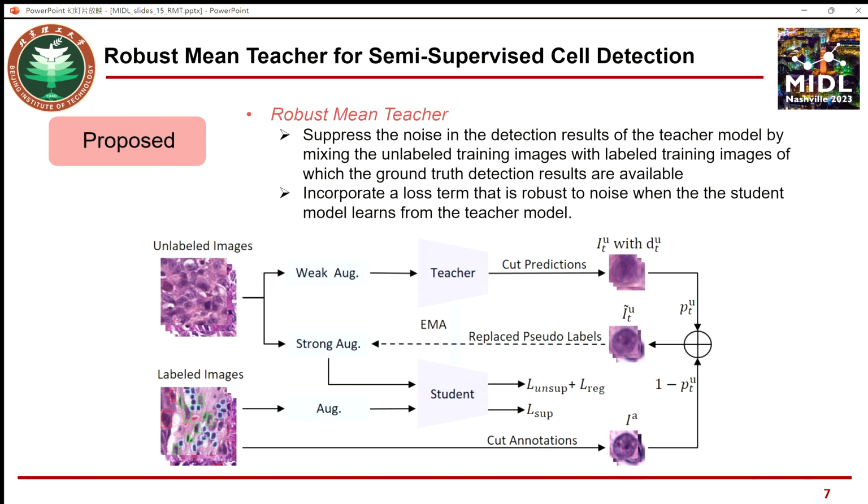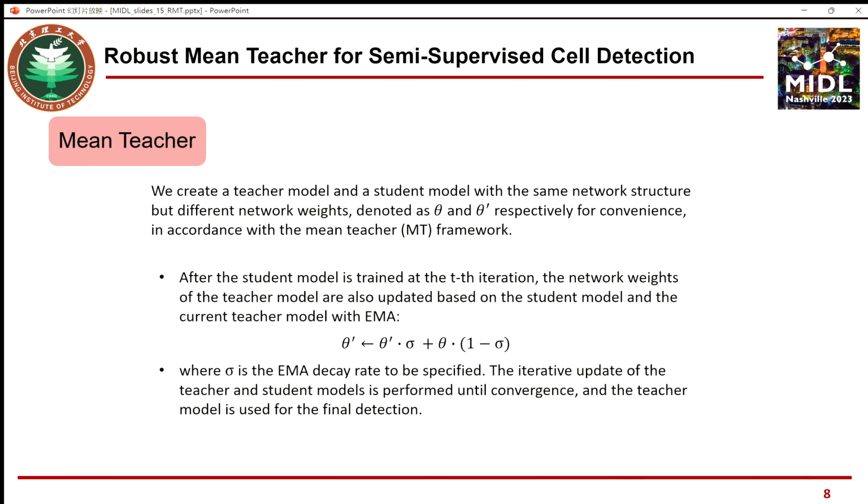In this work, we propose robust mean teacher for semi-supervised cell detection. Our method suppresses the noise in the detection results of the teacher model by mixing the unlabeled training image with the labeled training image, of which ground truth detection results are available. Moreover, it incorporates a loss term that is robust to noise, where the student model learns from the teacher model.